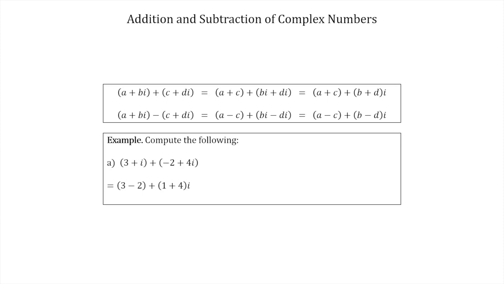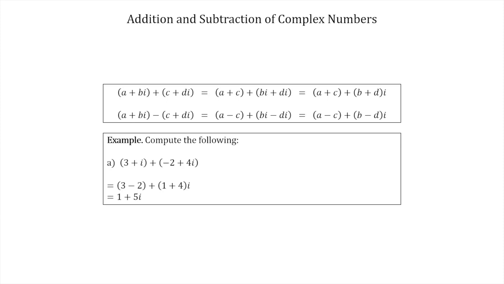The first one is 3 plus i, so the imaginary part, the number times the i, is just 1. And then the imaginary part in the second number is 4. So we get 1 plus 4, times i. And then we just calculate these brackets, and we get 1 plus 5i. So 3 minus 2 is 1, and then 1 plus 4 is 5. So the real part of the answer is 1, and the imaginary part is 5.